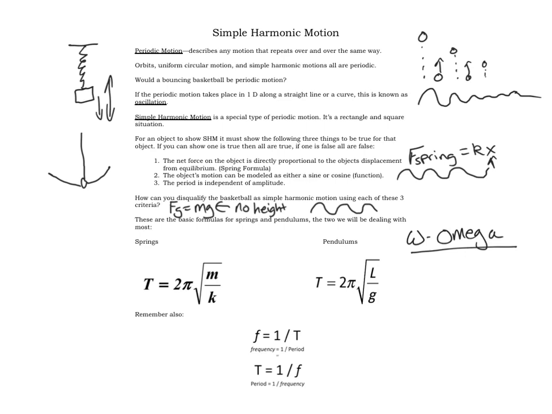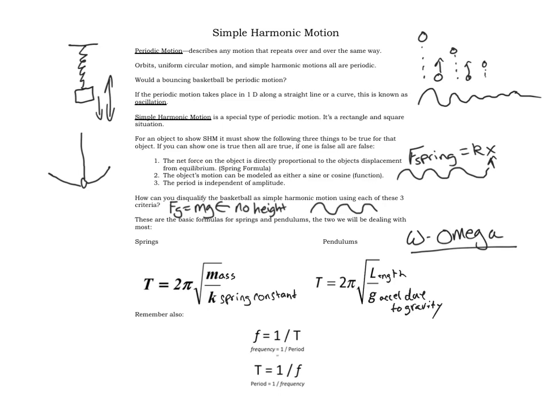Okay, so these are the most basic formulas you will see with springs and pendulums. For a spring, the period is equal to 2 pi square root of m over k, where m is mass and k is the spring constant. And for the pendulum, it's 2 pi square root of L over g, where L is the length and g is the acceleration due to gravity.